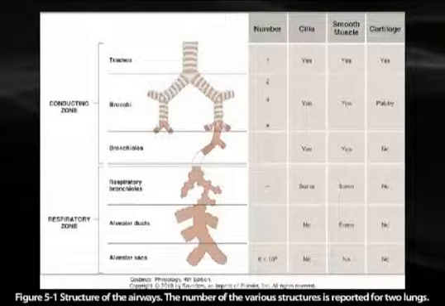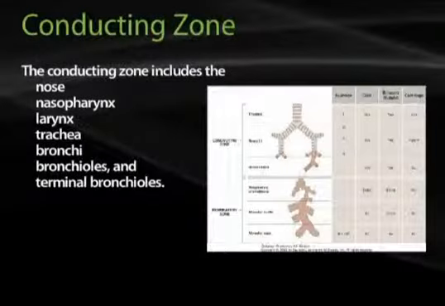Figure 5.1, which is on page 184 in your text, goes through an example of the distinctions between the conducting zone and the respiratory zone. The conducting zone, or upper airways, includes the nose, the nasopharynx, the larynx, trachea, bronchi, bronchioles, all the way down to terminal bronchioles.